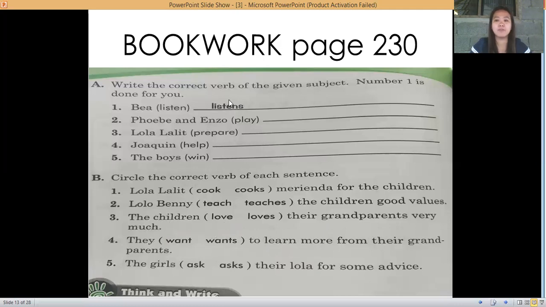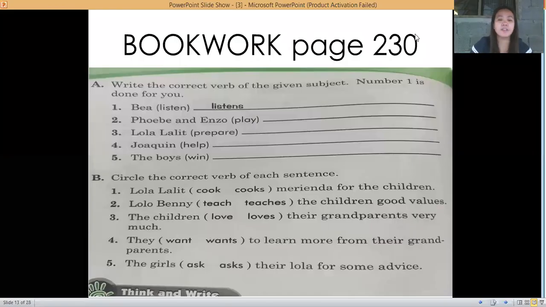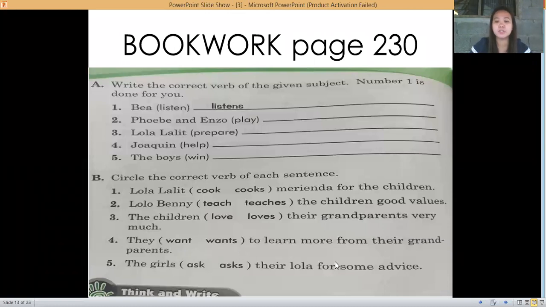Next, number 4. They want to learn from their grandparents. They is plural. It's plural. So what is the correct verb? Is it want or wants? Please circle your answer.